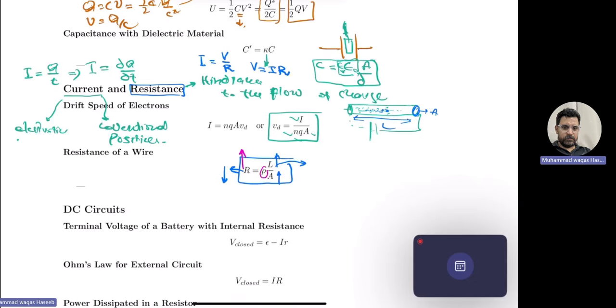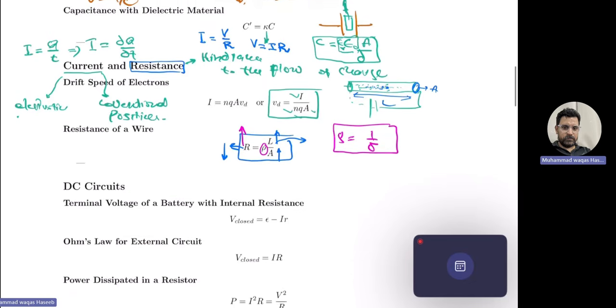So this is the resistivity, which is the opposite of conductivity. Conductivity is a property of the metal due to which it conducts electrons, which is related to the free electrons. So resistivity is the reciprocal of the conductivity.